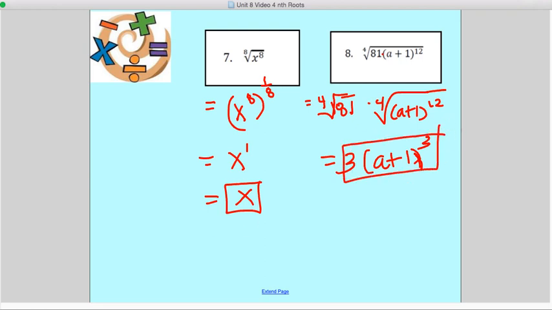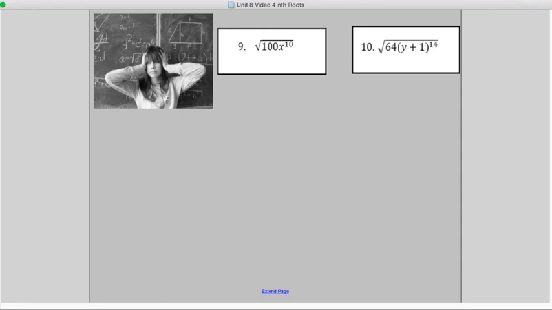Number 9, it's the square root of 100x to the 10th. So I'm going to break it down. It's really the square root of 100 times the square root of x to the 10th. The square root of 100 is 10. This is really 10 divided by 2, which is 5. 10x to the 5th is my final answer.